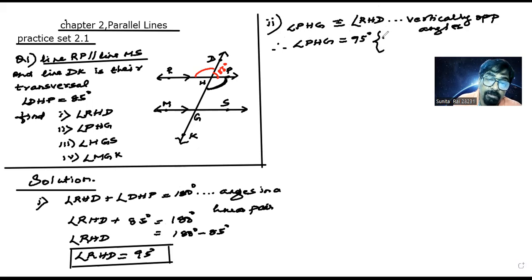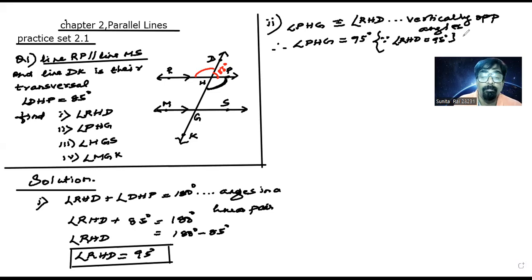And if you want it, just write it right here. Since, okay? You can see the three dots. This way when you mark it, we call it as "since". We read it as "since". Since angle RHT is equal to 95 degrees. Okay, children, there's a reason for it.